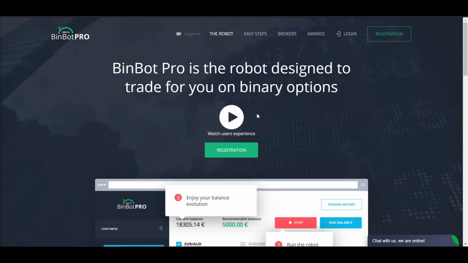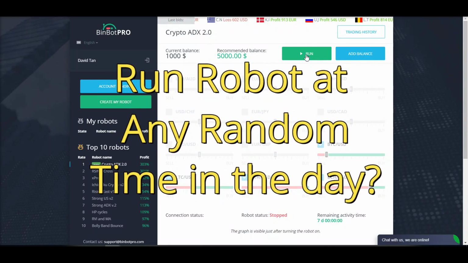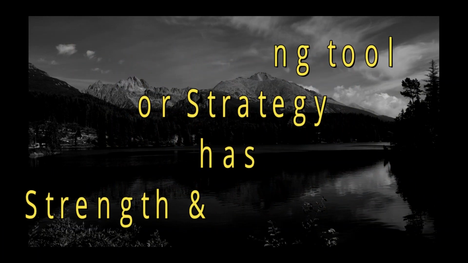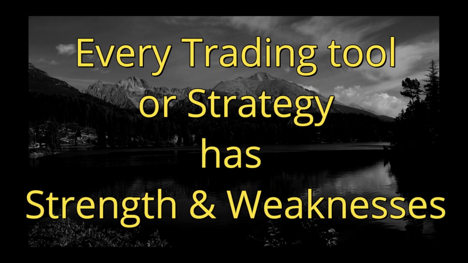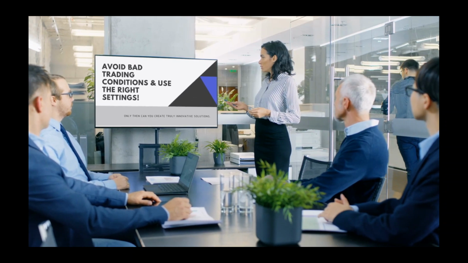What if I just sign up, log into my Binbot Pro at any time of the day and turn on the robot? Can I make money online this way? Well, of course not. Even the best trading tool or trading strategy will have its own unfavorable conditions within the market. So the best thing to do is to avoid these unfavorable conditions itself.